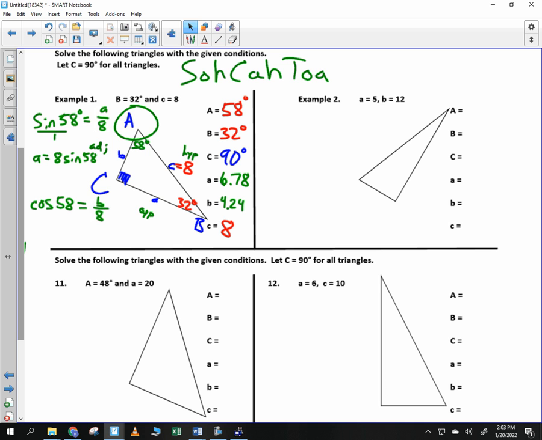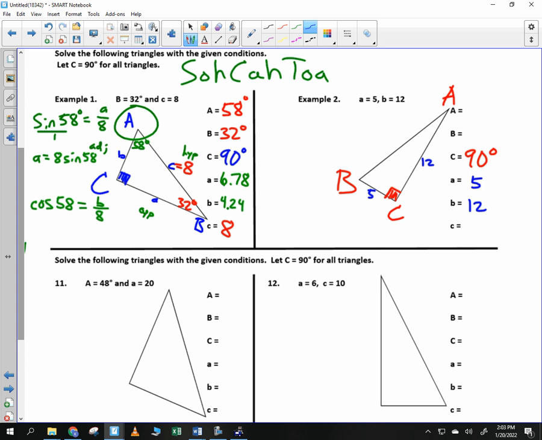All the problems on the left-hand side will follow like that. All the problems on the right-hand side will follow like this. What's different about this problem? You don't have the angles. Okay? So I'm going to call this angle A up there. I'm going to call this angle B down here. I know that side B is 12. I know that side A is 5. I've set up my triangle.